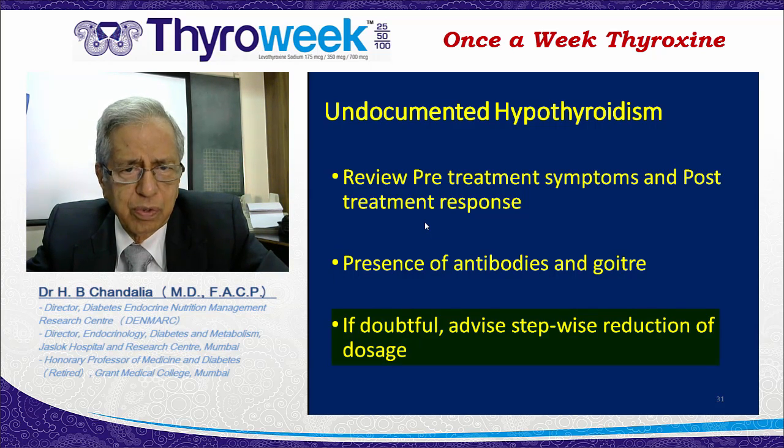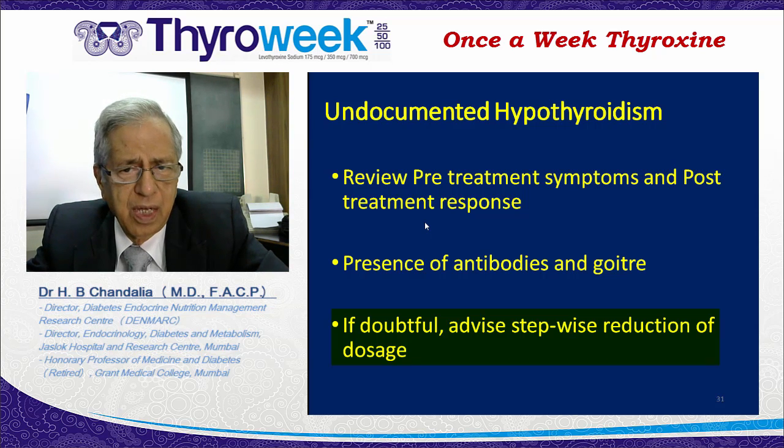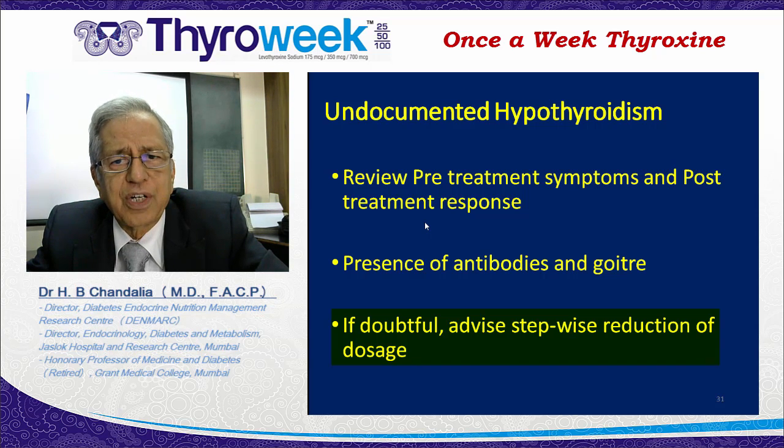What do you do if you are doubtful? What you really do is a stepwise reduction of the thyroxine dose. Instead of omitting the full dose and exposing the patient to the hazard of acute hypothyroidism, one reduces the dose in a couple of steps, and at intervals of 4 to 6 weeks re-evaluates the patient every time, clinically as well as by thyroid function tests, and proceeds from there.